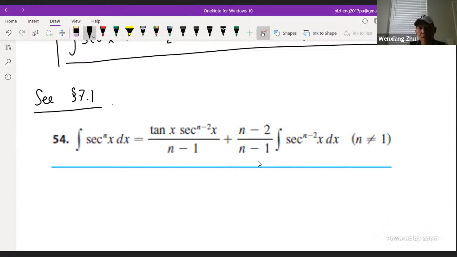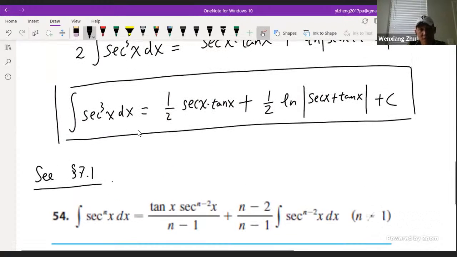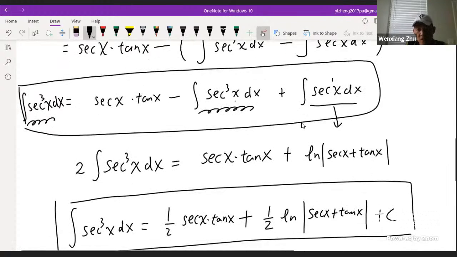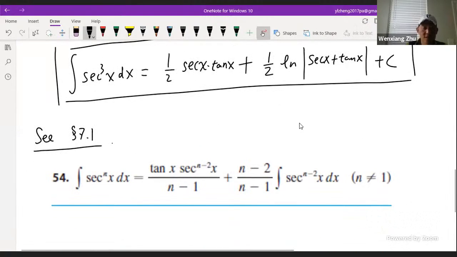This is what we did: we related the integration of secant cubed to secant x to the first power. You see the difference between these two powers is 2, so you can always go down here. If you're interested in getting more of that, please check this problem. Any questions?